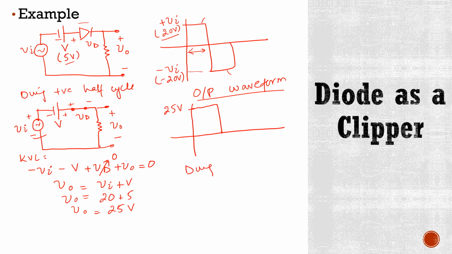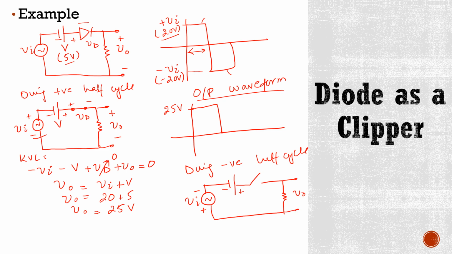Now during negative half cycle, this diode will be off. So now your circuit will look like this. It means now this diode is open, and here we have Vi. Now this terminal is negative, this is positive, this is negative, this is positive. Here we have V naught, this is positive, this is negative. We know that when diode is off, then there is no current flowing through it, so ID is 0, and we know that V naught is equal to ID RL, and this ID is 0, it means V naught is 0 volts.